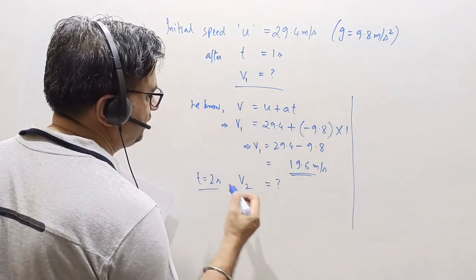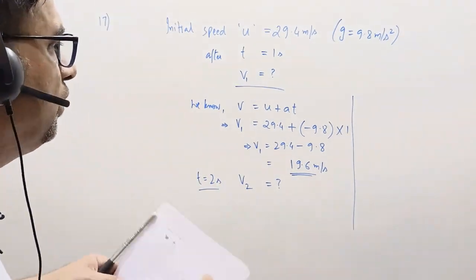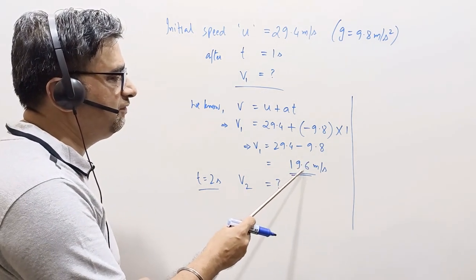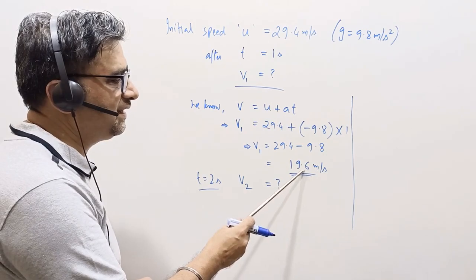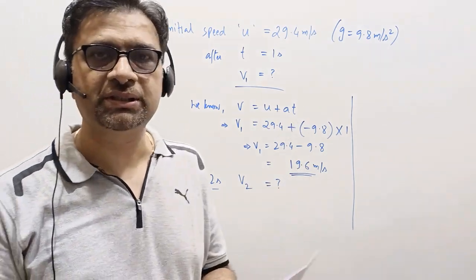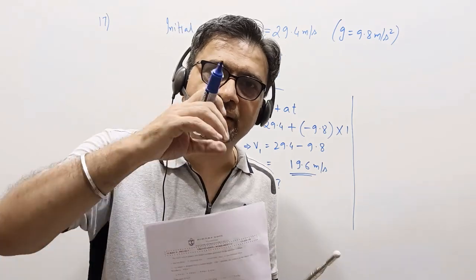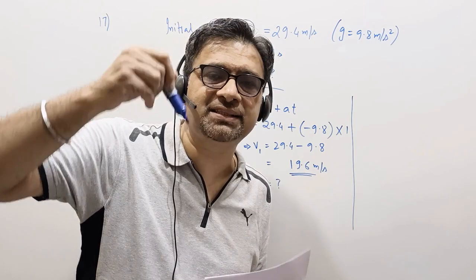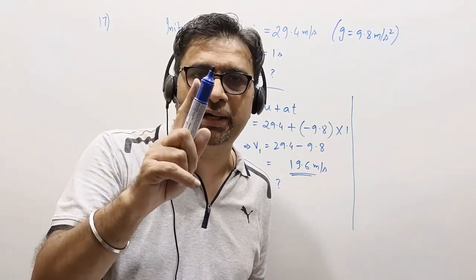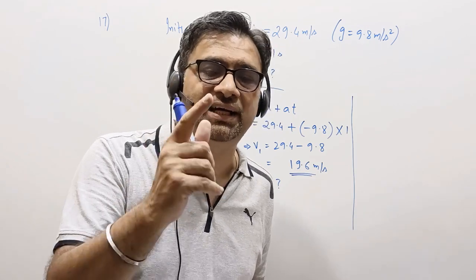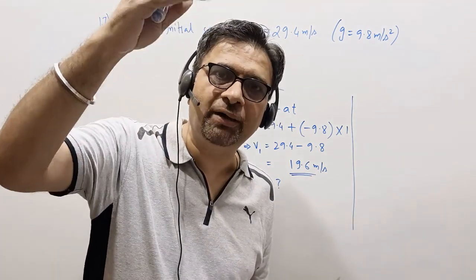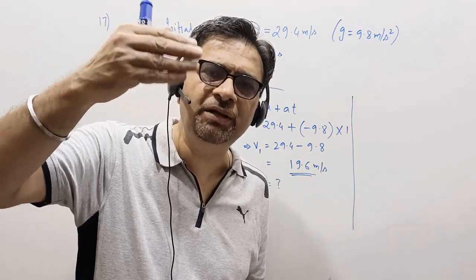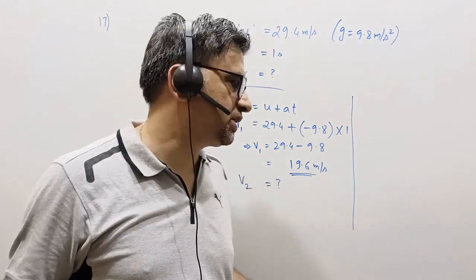So in this case, what will be its velocity after 2 seconds? You will appreciate that the velocity v2 is going to be even less than 19.6 because it is continuously going up against the acceleration due to gravity. So it's dying down, mind you, its velocity is dying down. Eventually, somewhere, its velocity will become zero, but up until that point, at every moment, its velocity is falling.